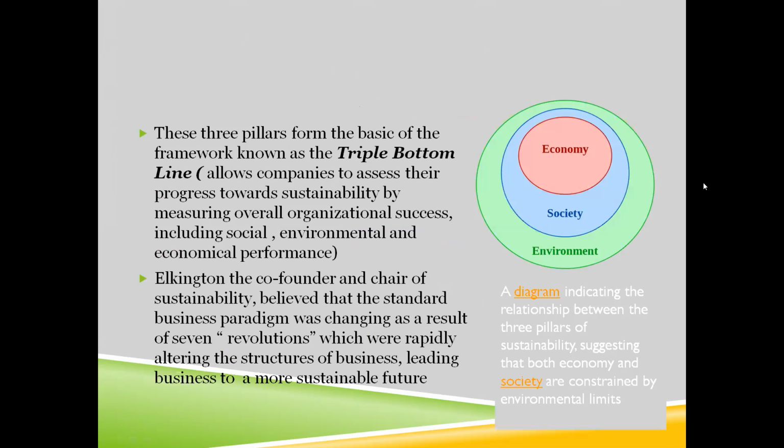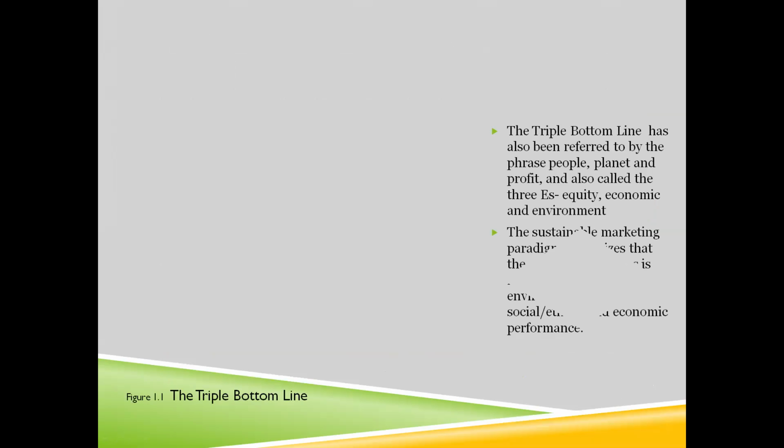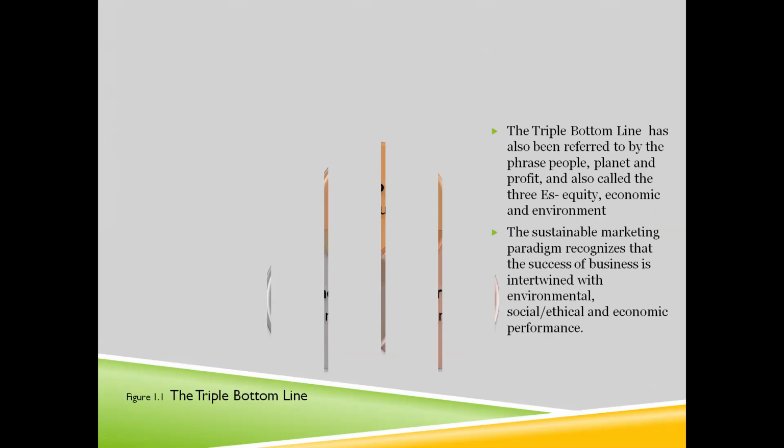As you see in this diagram, economy, society, environment. Environment is outside. These are triple bottom line and allow companies to assess their progress towards sustainability of measuring overall organizational success. And that need to be done. The 7 revolution as sustainable future. The triple bottom line, the sustainable marketing.